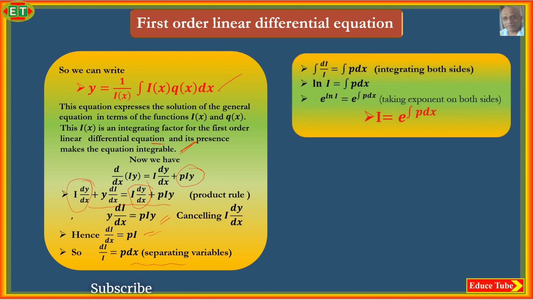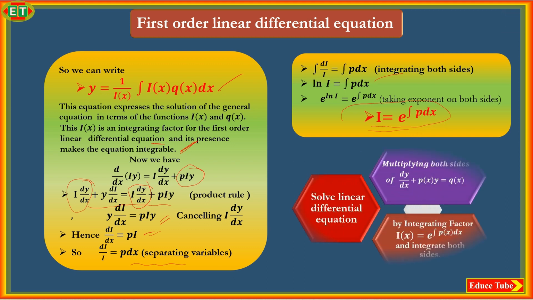Now integrating both sides, we find ln I = ∫p dx. Taking the exponent on both sides, we get a very important formula for the integrating factor: I = e^(∫p dx). It's a very important formula. Now, in gist, to solve a linear differential equation, we multiply both sides of the standard form of the linear differential equation by the integrating factor I(x) = e^(∫p(x)dx), and then we integrate both sides to get the solution of the linear differential equation.